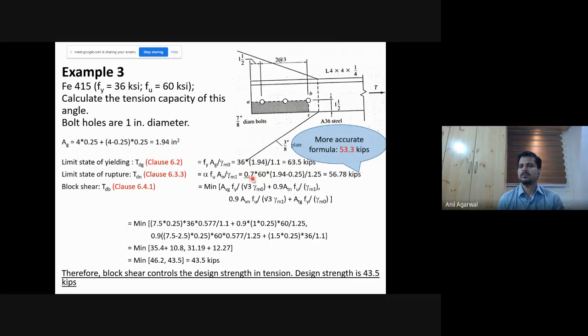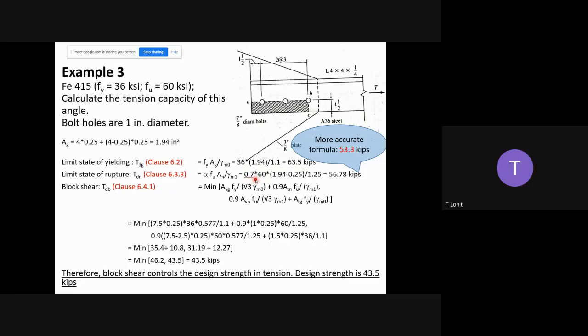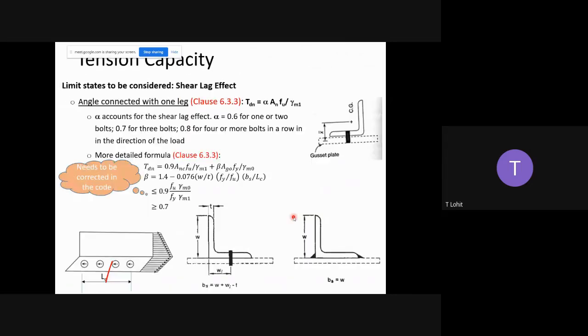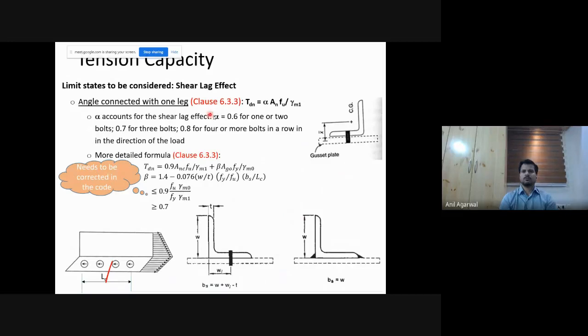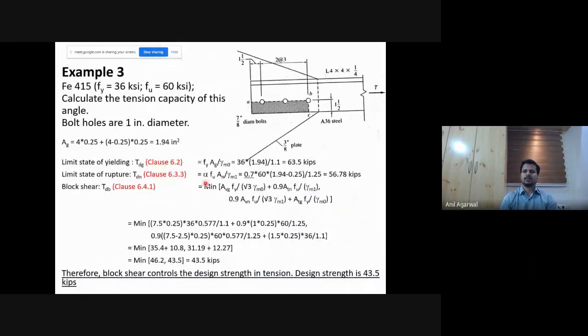Why 0.7? What was the alpha value for 3 bolts? 0.7. So alpha was given as 0.6 for 1 or 2 bolts, 0.7 for 3 bolts, and 0.8 for 4 or more bolts. So I've done that calculation here. That is an approximate way of calculating it.